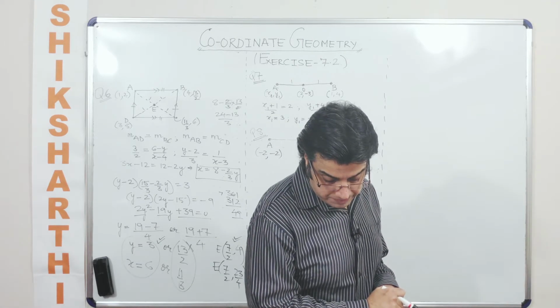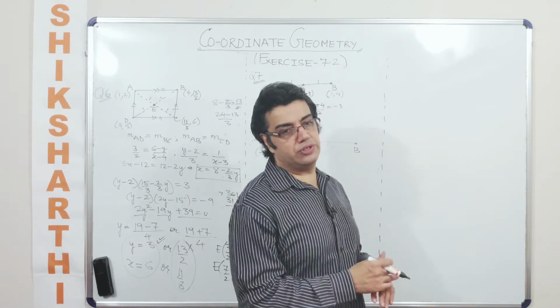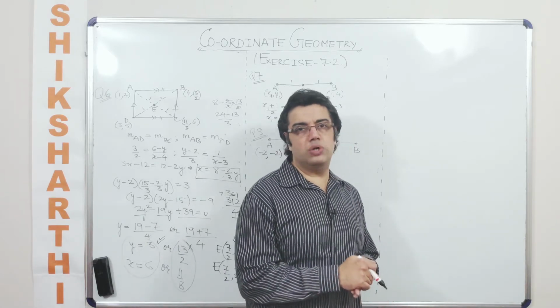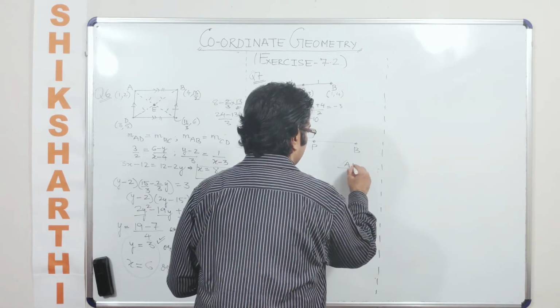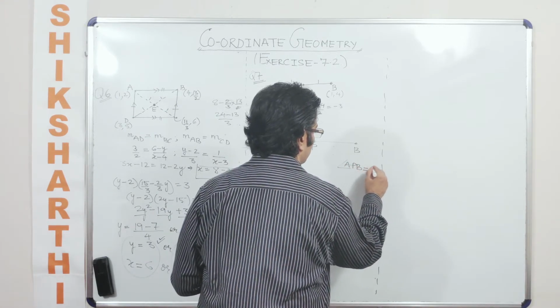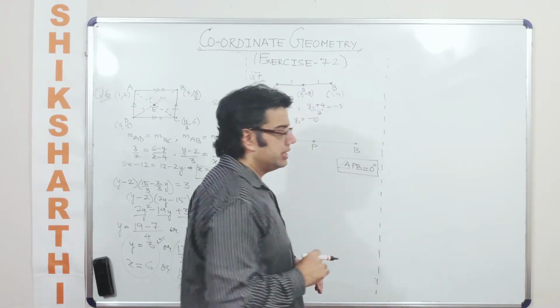No, and they have given you that P lies on the line segment AB. So in a certain sense they are trying to tell you that A, P, B are collinear. Collinear means that angle APB will be equal to 0 degrees. This is another perspective that I am giving to you for collinearity.